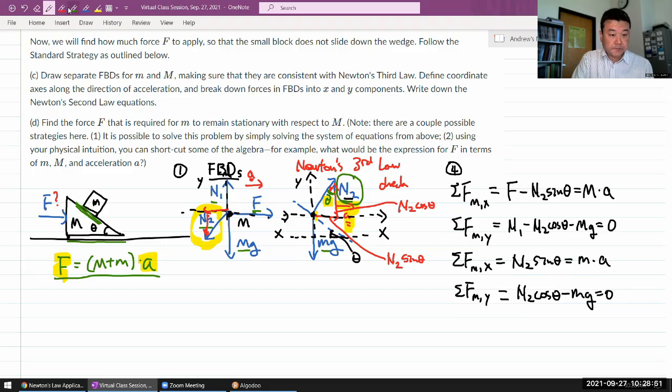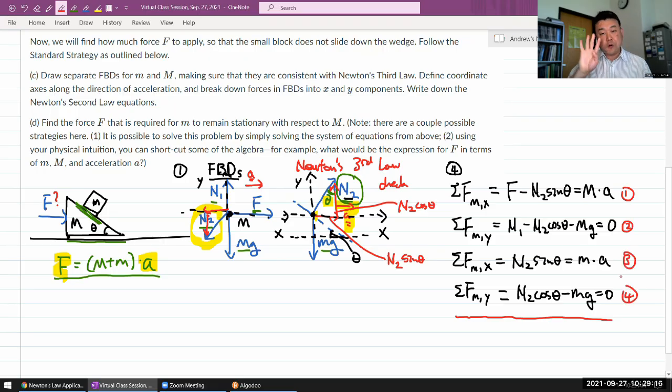So this is what I call the end of a standard strategy. Again, standard strategy doesn't answer the question for you, but it hopefully leaves you at a place where you have enough information to answer the question in a few more steps, just going through the algebra. Let me check to make sure I have enough information. So I have one, two, three, four equations. So my hope is that I have exactly four unknowns, not less, not more.